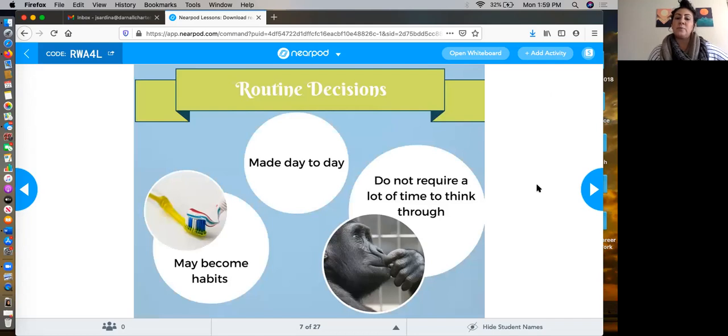So, this is what a routine decision is. It's made day to day, may come from habits. It does not require a lot of time and thought, right? A great example is waking up every morning and brushing your teeth. That's a decision made by routine. Waking up every morning and making yourself breakfast, right? You're thinking about these things unconsciously and you're just doing them because they're a part of your daily routine.